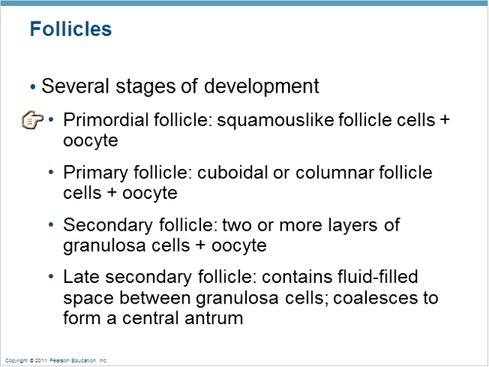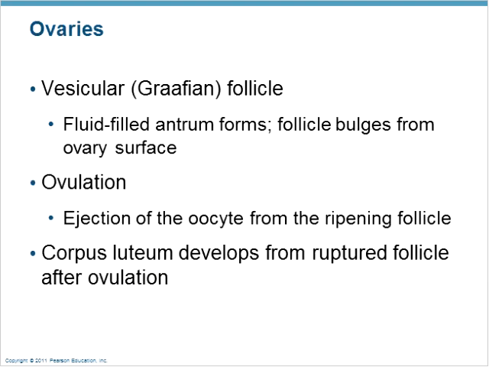There are several stages of development. There's the primordial follicle, which is squamous-like follicle cells plus an oocyte. The primary follicle, which is the cuboidal or columnar follicle cells and the oocyte. The secondary follicle, which is two or more layers of the granulosa cells, plus the oocyte. And finally, the late secondary follicle, which contains a fluid-filled space between the granulosa cells and coalesces to form a central antrum, or a holding place for the oocyte.